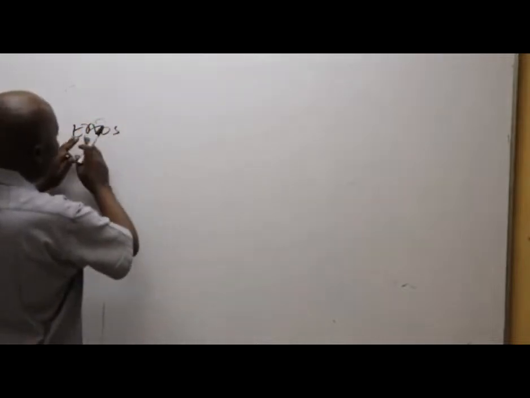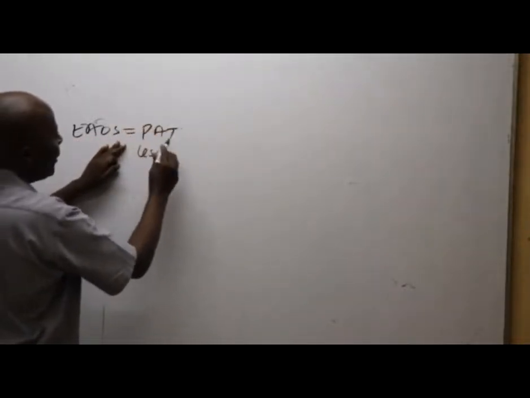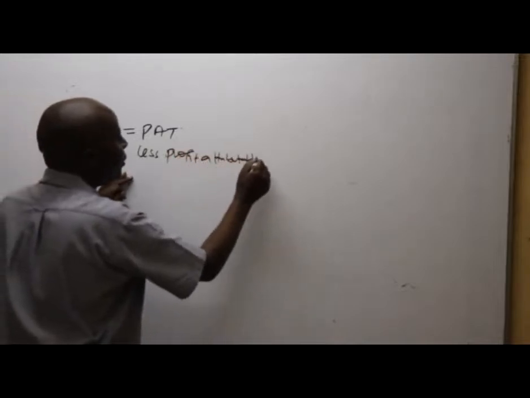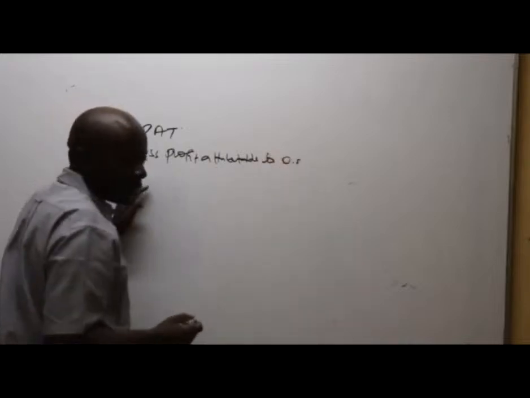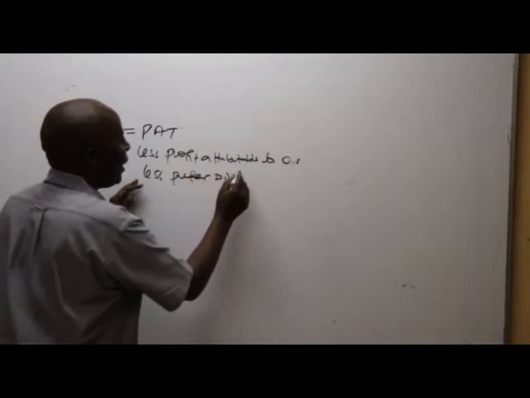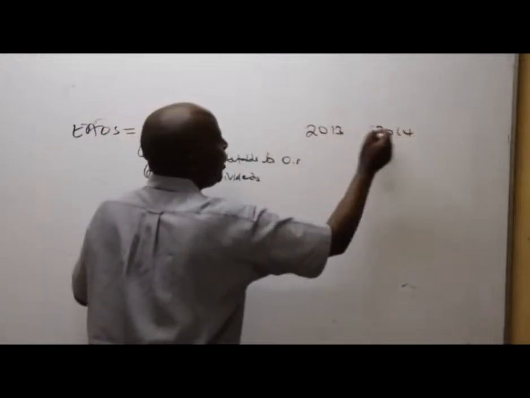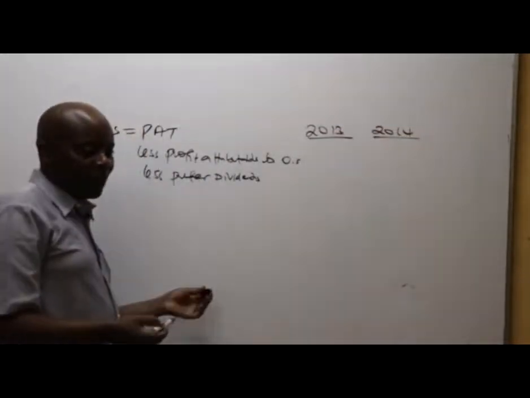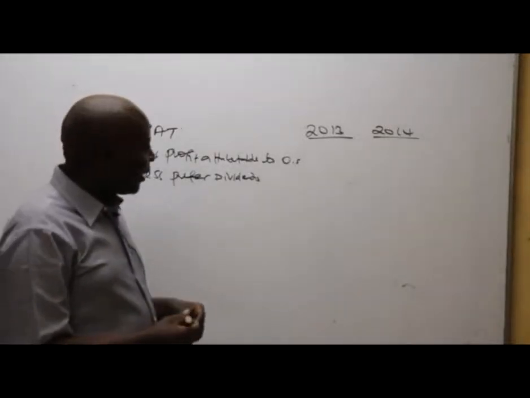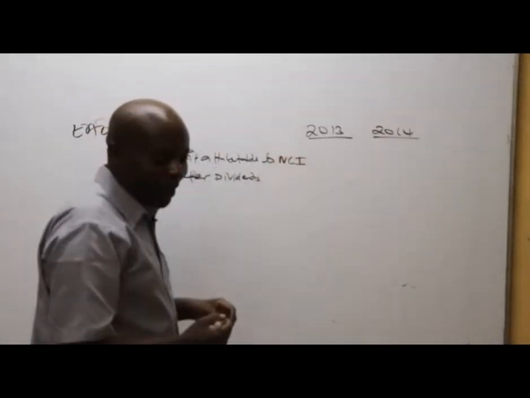The EROs, earnings attributable to ordinary shareholders. Take the profit attributable to ordinary shareholders, then less preference dividends. Very easy, less preference dividends. We have two years, 2013 and 2014, any low-hanging fruits? How could they give us this kind of an easy question, one that doesn't require thinking? Profit attributable to NCI, sorry. Profit attributable to NCI.